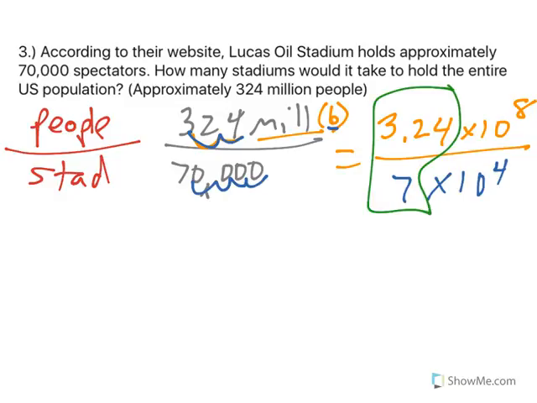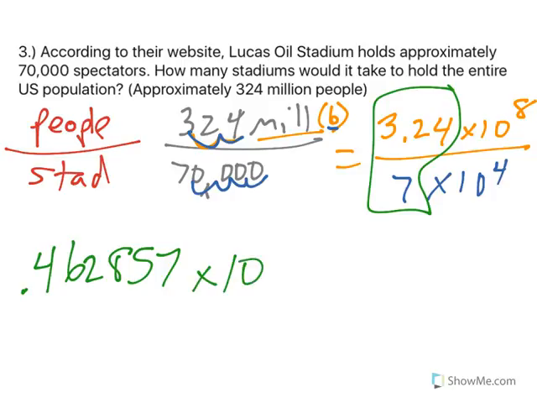I divide my first numbers. 3.24 divided by 7 gives me 0.46287. I took it out quite a bit. Times 10 to the 8 minus 4 is 4. We're not going to say, well, 0.46 times 10 to the 4th stadiums.